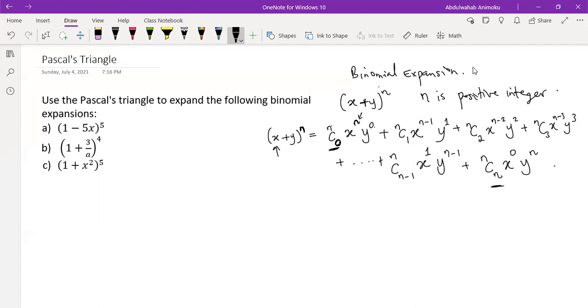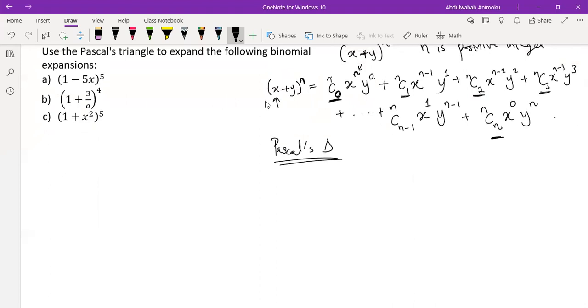Now, the first thing I would mention is Pascal's triangle. What's the role of Pascal's triangle here? In this binomial expansion, as you can see, each term has coefficients: n combination 0, n combination 1, n combination 2, up to n combination n. Instead of using combination to find these coefficients, we can use Pascal's triangle. But first, let's define what a combination is. If I have n combination r, of course, r is between 0, 1, 2, up to n, as you can see from this expansion.